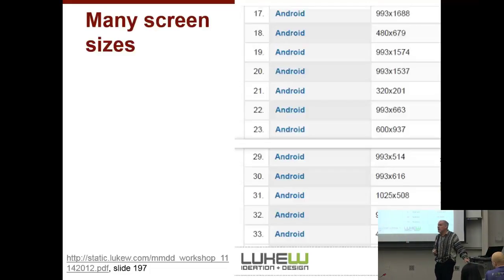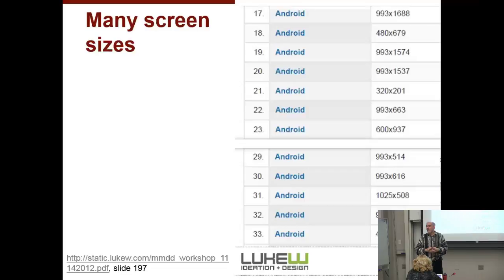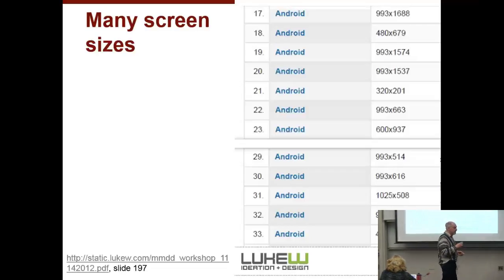Whereas Apple, you can pretty much count on there being 3 or 4 different screen sizes, maybe 5 or 6, if you're counting iPads too. On Android, you have 600,000 different screen sizes or something ridiculous.